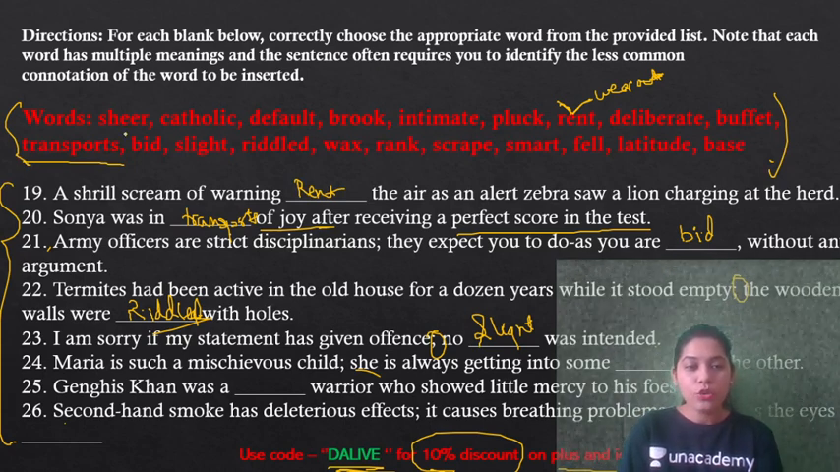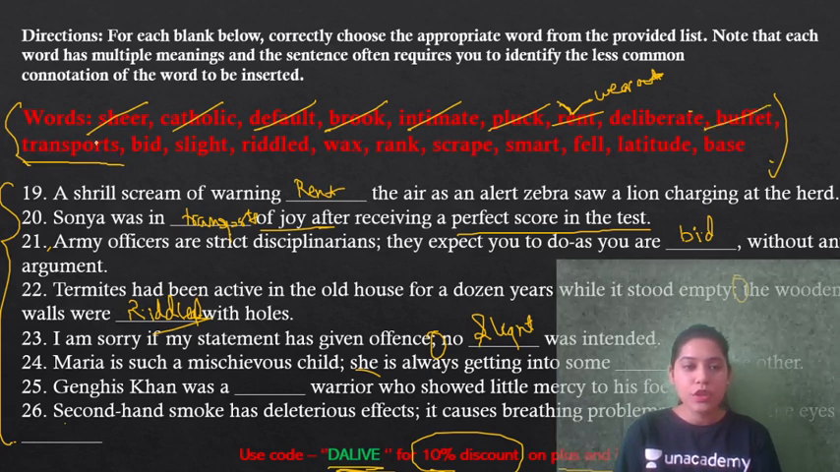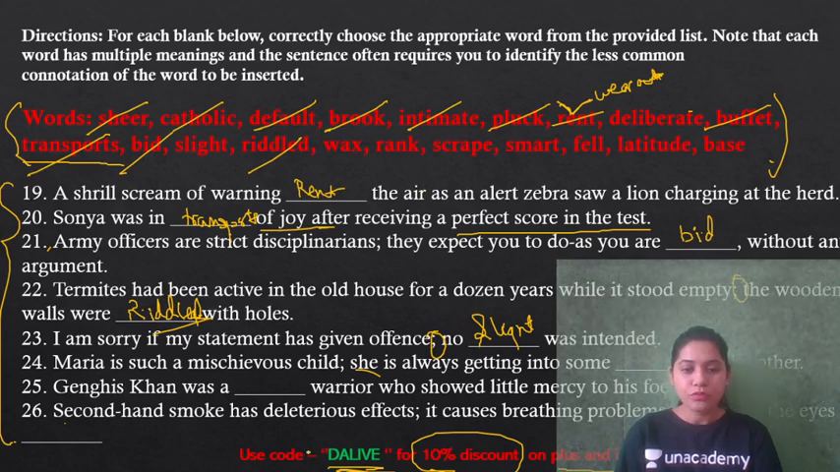Yes. Also, you don't have to use the words which are already used. For example, share has been used, Catholic, default, brook, intimate have been used. I think pluck also, rent has been used. Deliberate, I don't remember. Buffet has been used. Transports has been used. Bid has been used. Riddled has been used. Right. I think these many words have been used. So you have to use words apart from those.